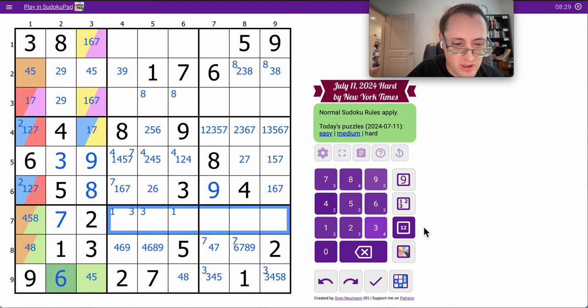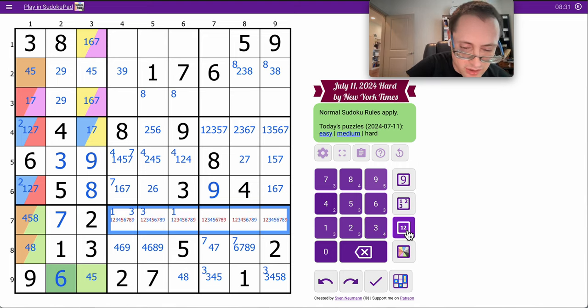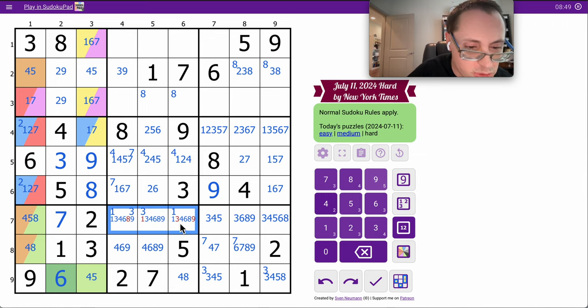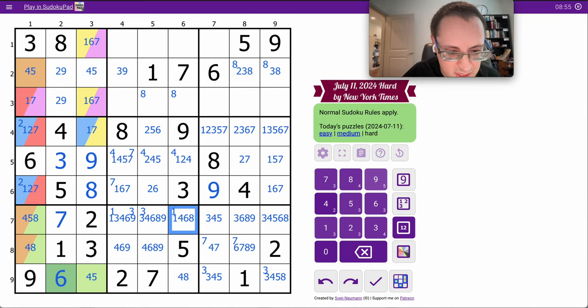Okay, these cells can theoretically be anything but 2 or 7. Okay, those cells aren't 1 by box logic. And if I clean up the rest of the row, none of those can be 5 by box logic. 1, 4, 6, 8. Well, that doesn't help me at all.